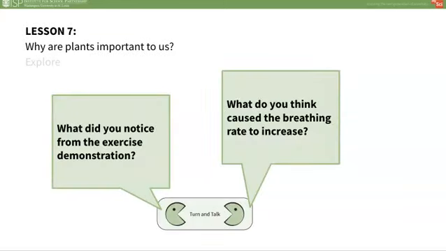Next, ask students, what do you notice? They should notice that the breathing rate increased, meaning that more breaths were taken immediately after exercise. Ask, what do you think caused the breathing rate to increase? And allow students to turn and talk. At this point, students may not completely know why this occurs. If time allows, you could have several students exercise in the same way to get more data points.